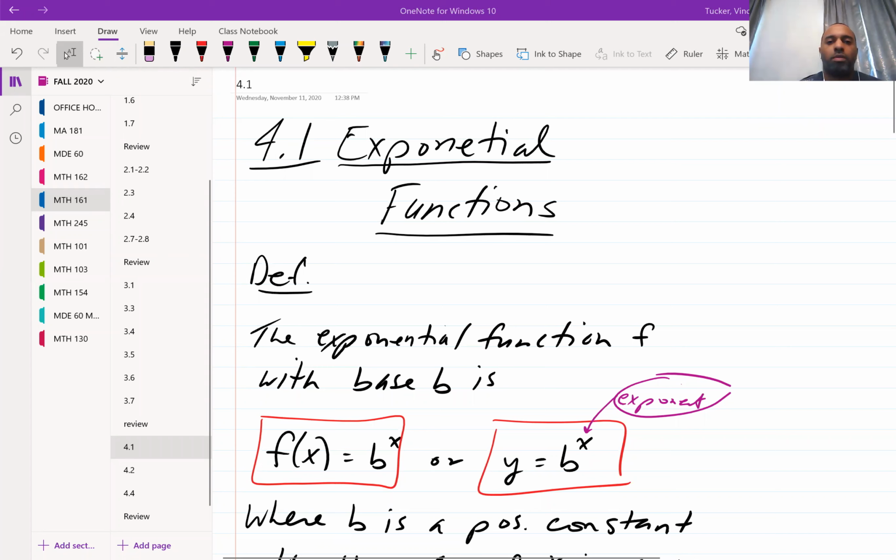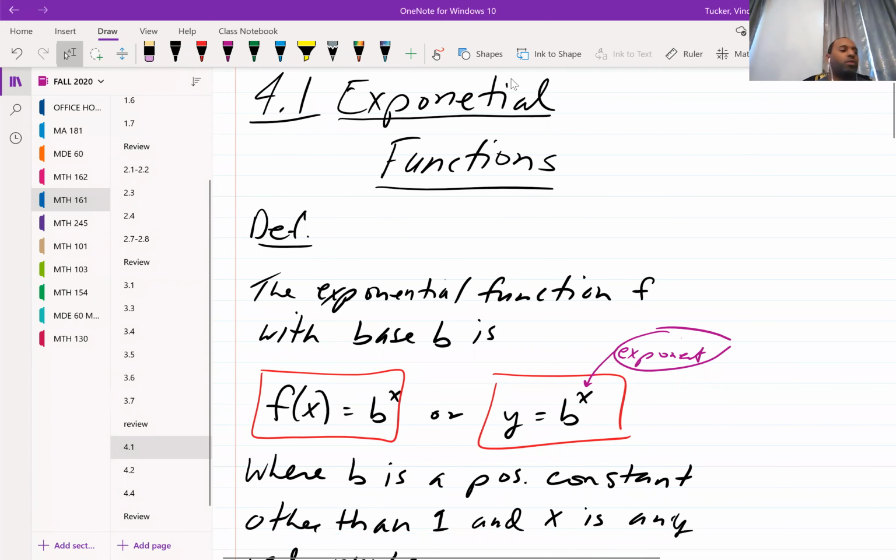All right, so we're looking at exponential functions. The definition of an exponential function: f of x is equal to b to the x power, or y is equal to b to the x power.